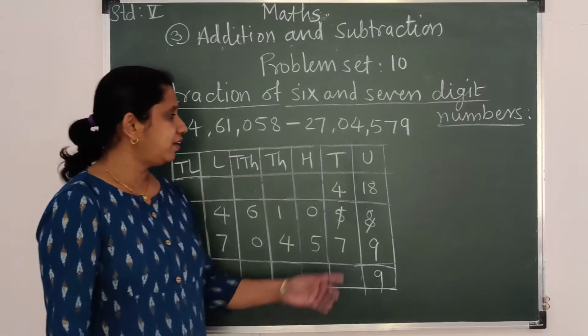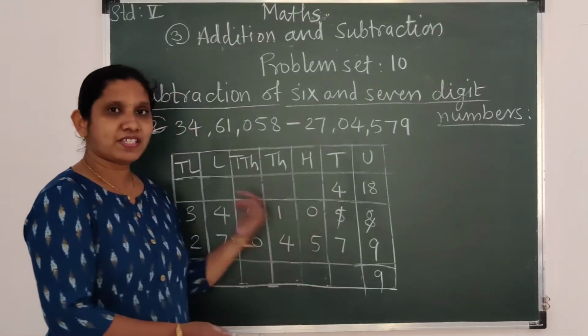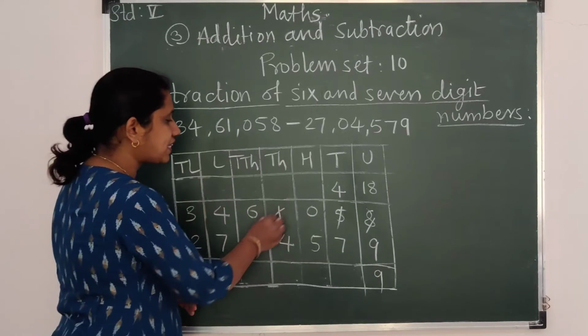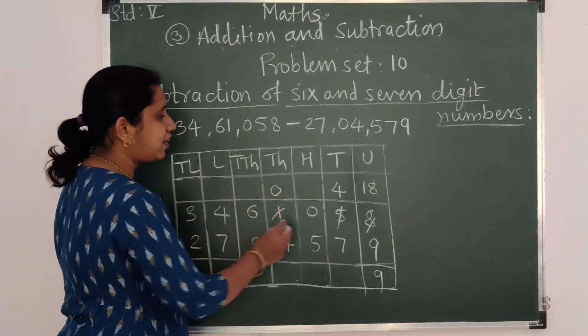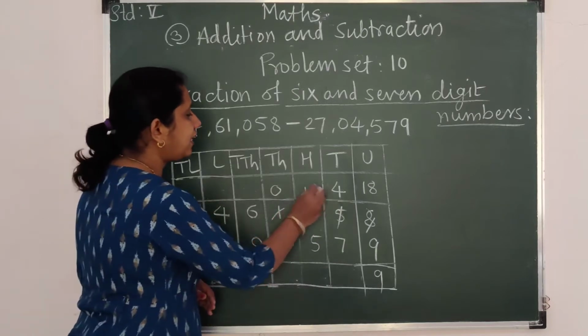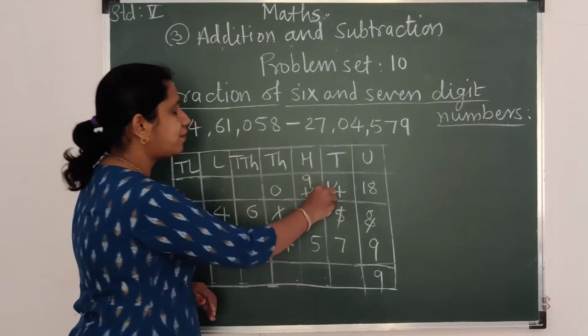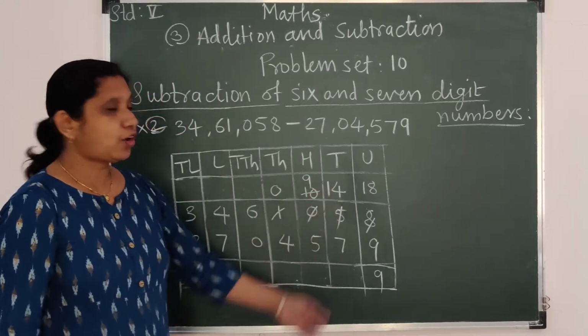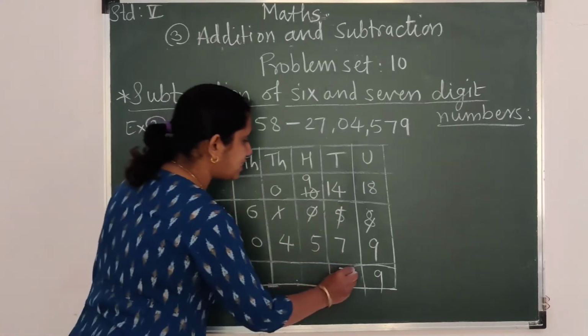Now 4 minus 7. Not possible. Cancel this 0. Previous number is 0. Go to this place. Cancel 1. Will remain here 0. Cancel it. Write here 10. Cancel it. Write here 9. This number becomes 14. Now 14 minus 7, yes it is 7.